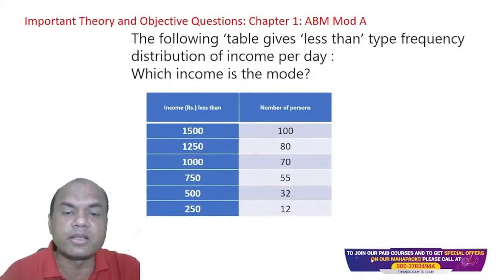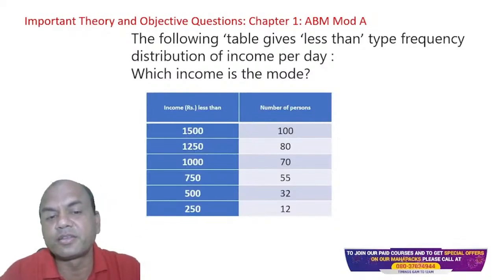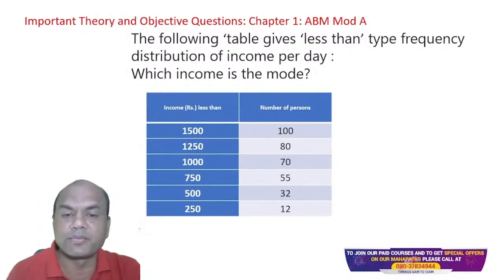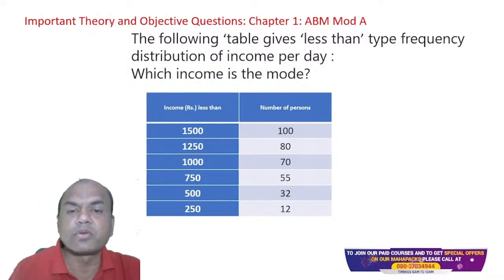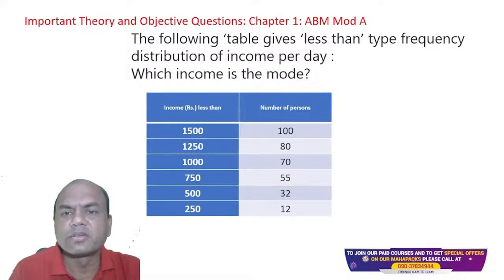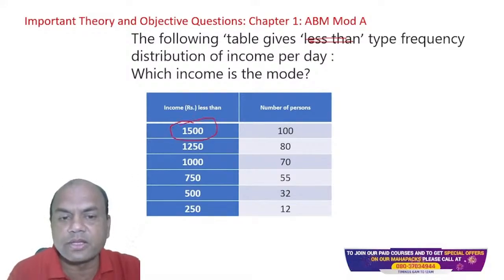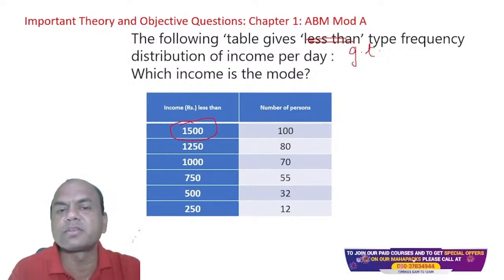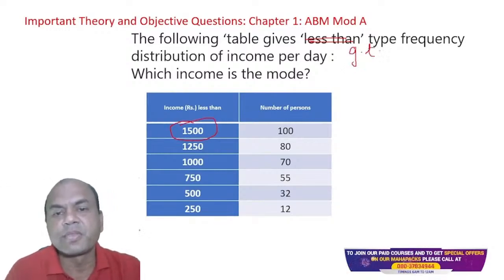The following table gives less than type frequency distribution of the income per day. Okay, now what have you to do? Is this less than? I think so. Less than type. It should be greater than type, because it is starting from the highest, 1500, and it is going to the lowest. So greater than type. GT, I'll write it. The following table gives the GT type frequency of the income per day.